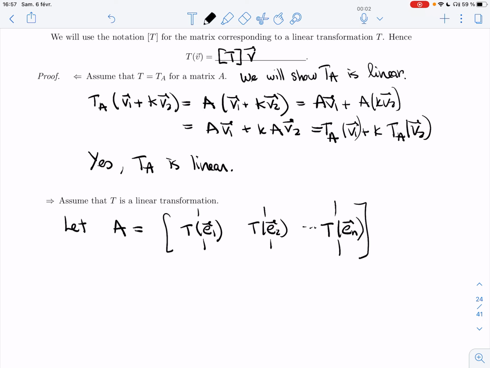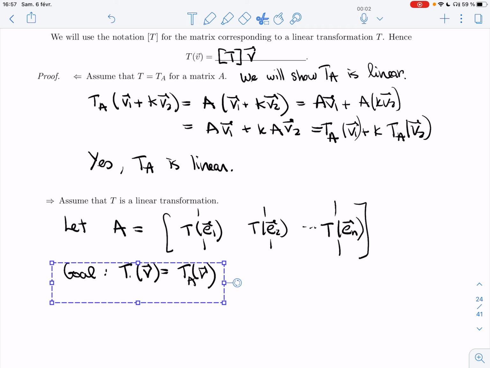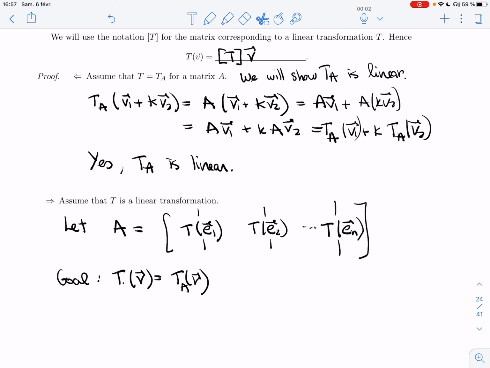All right, so I want to show that T of v is going to be T_A of v. So I started with any linear transformation. I define a matrix that way using that linear transformation, and I want to show that T and T_A are the same. So let me give v coordinates so that we can actually see what happens when we multiply them.